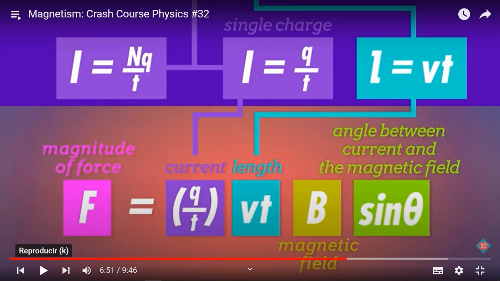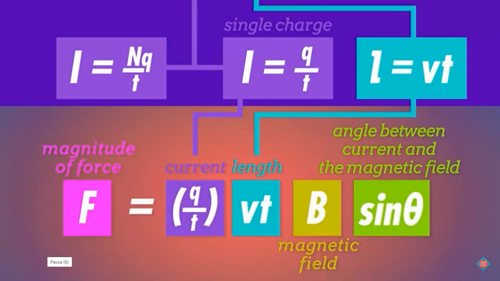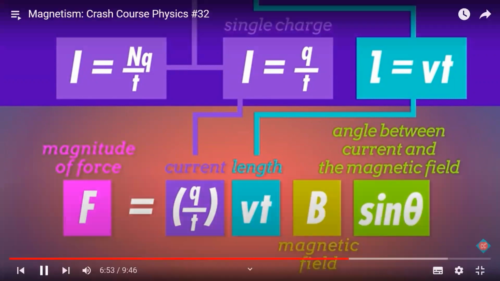And what we're going to be left with is that if I'm talking about one charged particle rather than a current, then the force that's going to be exerted on that charged particle is going to be directly proportional to the charge and the velocity at which the charge is moving through the magnetic field. That gives us our equation for force.